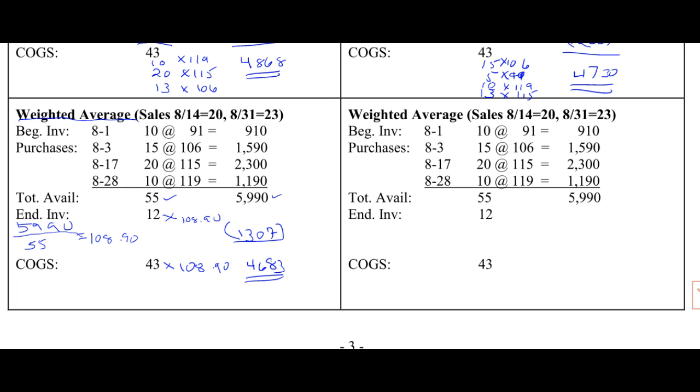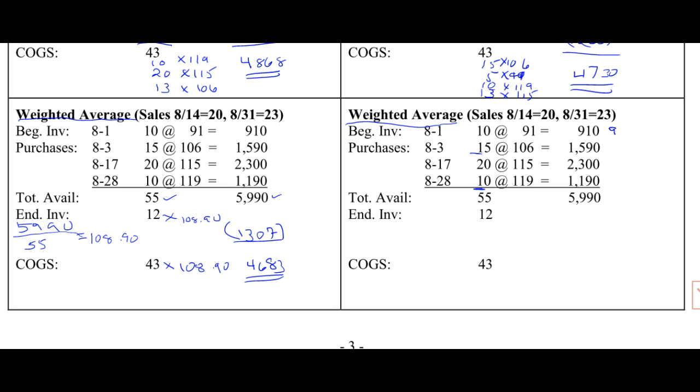Now let's move on to the one that might be a little more difficult because you have to do that calculation as many times as you have sales. I like to do it whenever I have a sale. There's a sale right there, and there's a sale right there. So at that point, I need to know my weighted average cost since I'm doing the perpetual method. Let's go first to calculating our weighted average for that first sale.